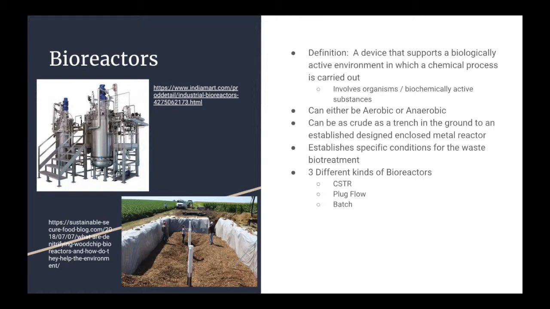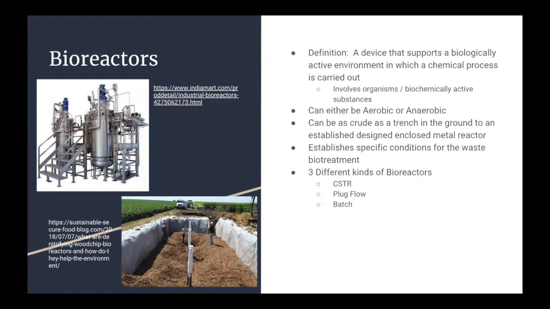Bioreactors can be as crude as a trench in the ground, in which submerged liquid is infiltrated into the ground and it can immobilize or suspend contaminated solids and other particles, or it can be as established as an enclosed metal reactor that can create anaerobic conditions and has control over multiple factors in the experiment. This establishes the different conditions for the waste biotreatments, which can include harmful gases that are produced, such as carbon monoxide and high volumes of carbon dioxide, high amounts of heat, and the need for constant monitoring.